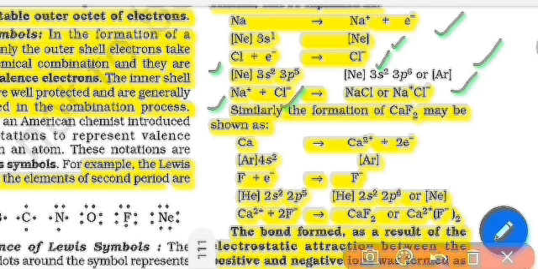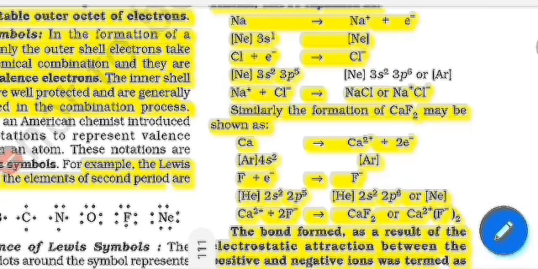Similarly, we can explain formation of calcium fluoride. Calcium, after losing 2 electrons, gets converted to Ca2+ and it achieves the noble gas configuration of argon. Fluorine, after accepting an electron, is converted to neon configuration, and in this way we get calcium fluoride.